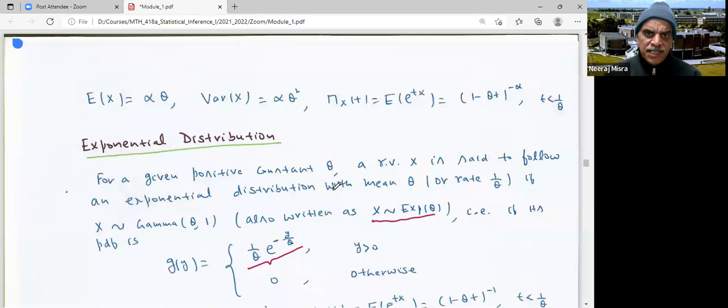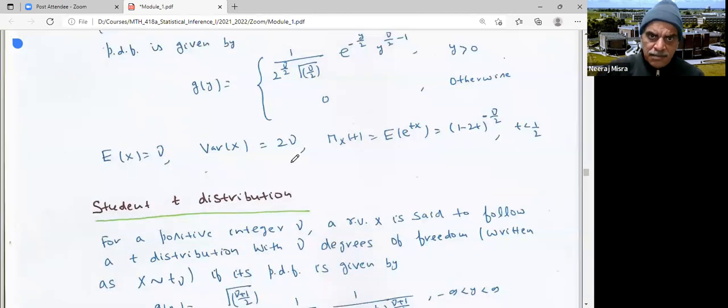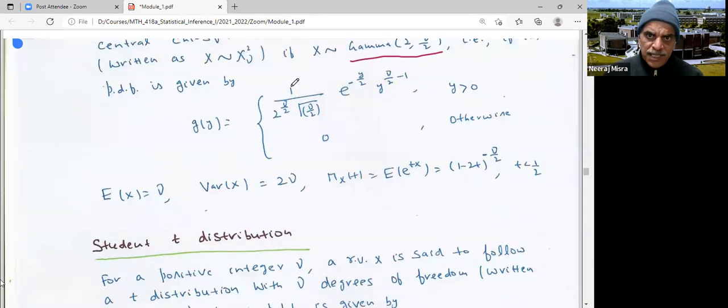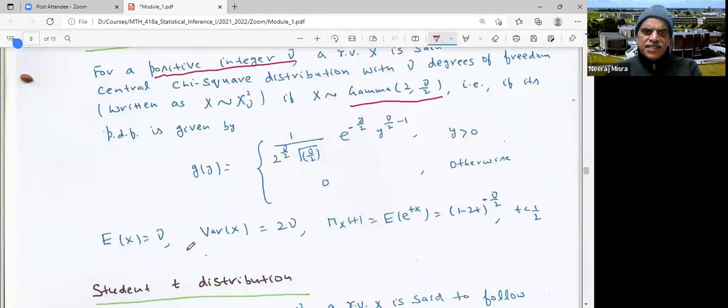So its PDF would become 1 by 2 to power nu by 2, gamma nu by 2, e to power minus y by 2, y to power nu by 2 minus 1 for y positive, 0 otherwise. Its mean and variance you know, and its moment generating function is 1 minus 2 t to power minus nu by 2.